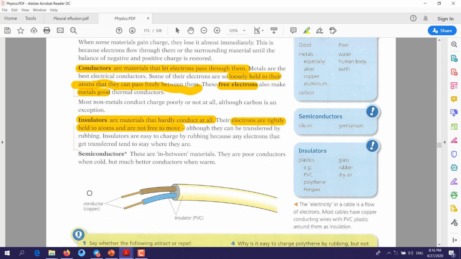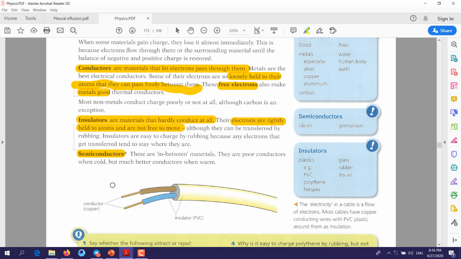Then we have some materials we call semiconductors. What do we mean by the word semiconductors? It means it's in between. We can consider it as a conductor, and at the same time we can consider it as an insulator.